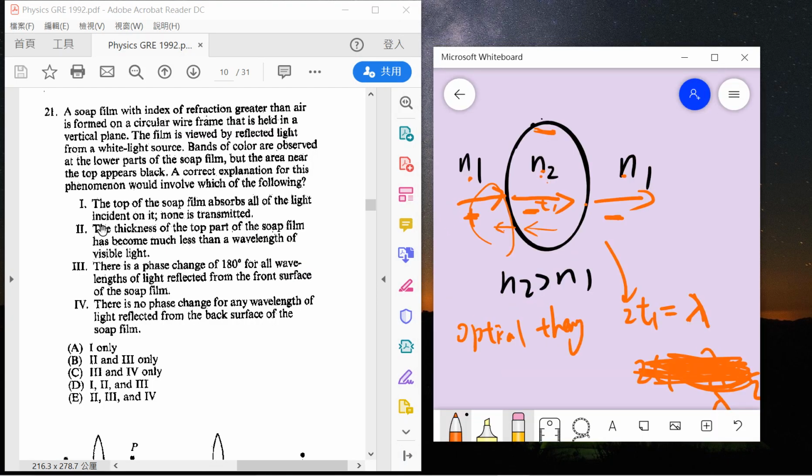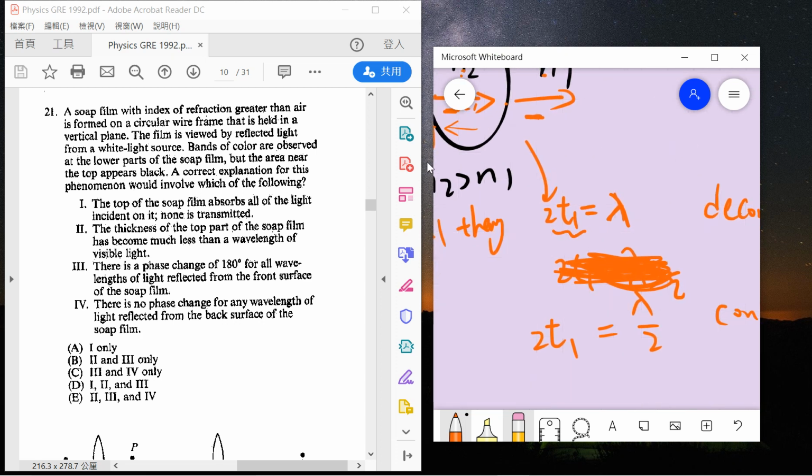So the statement that the thickness of the top part of the soap film has become much less than the wavelength can be correct, because the thickness is too small. So your 2T1 is too small, and there's no way that 2T1 can equal lambda or lambda over 4. So there's no constructive reflection, so you see all of it is black. The intensity is too low.